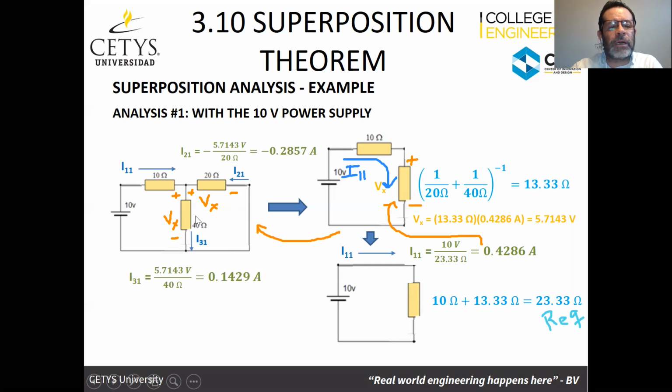And next we've got I31, which is going to be the 5.7143 with the 40 ohms. That's going in through the positive and out through the negative. So this gives us 0.1429. Okay.